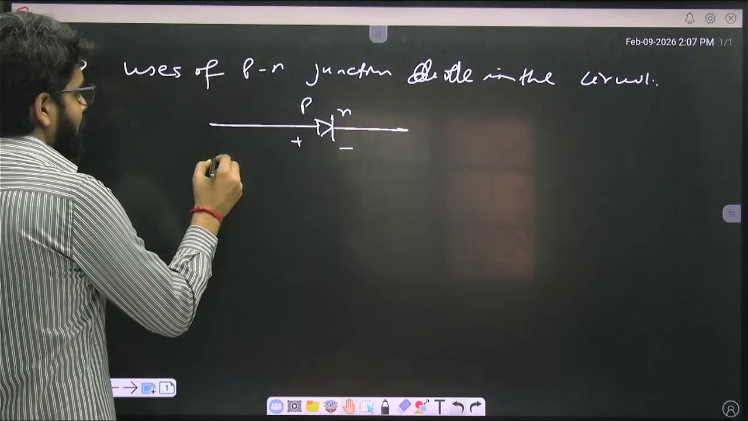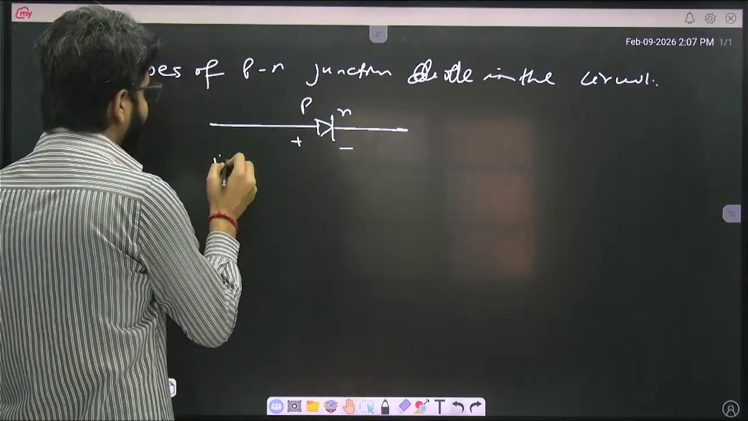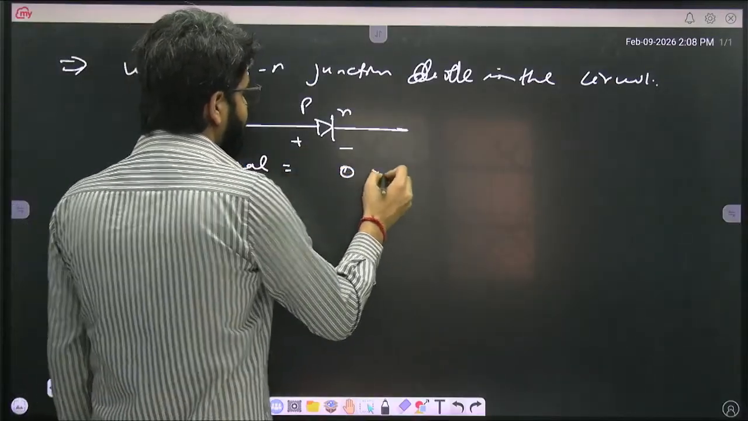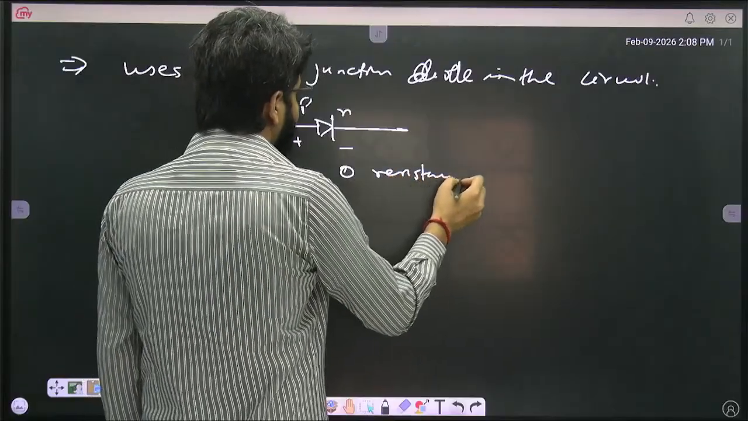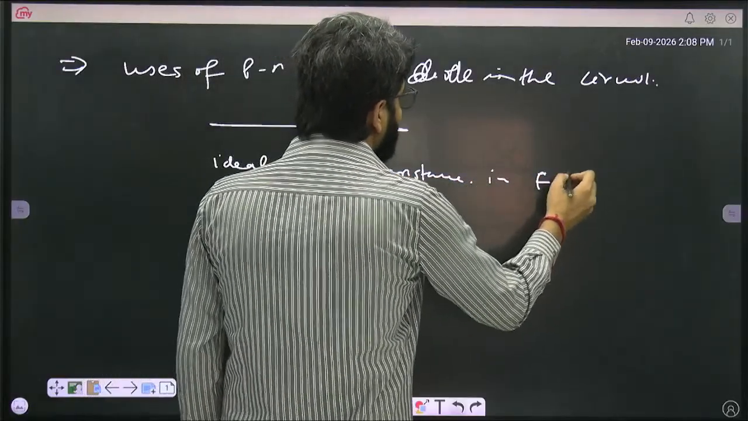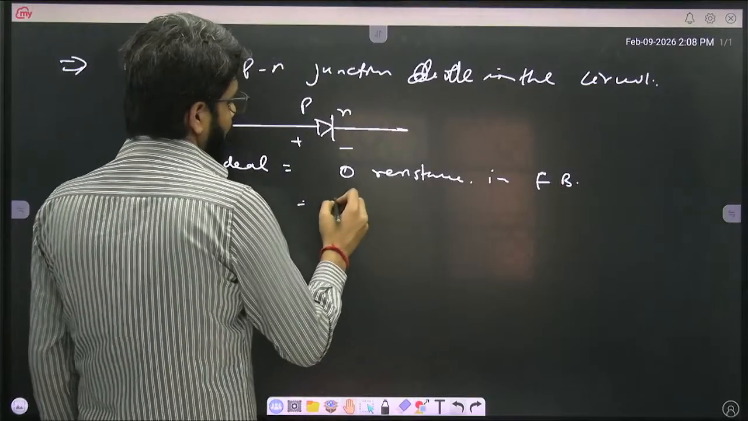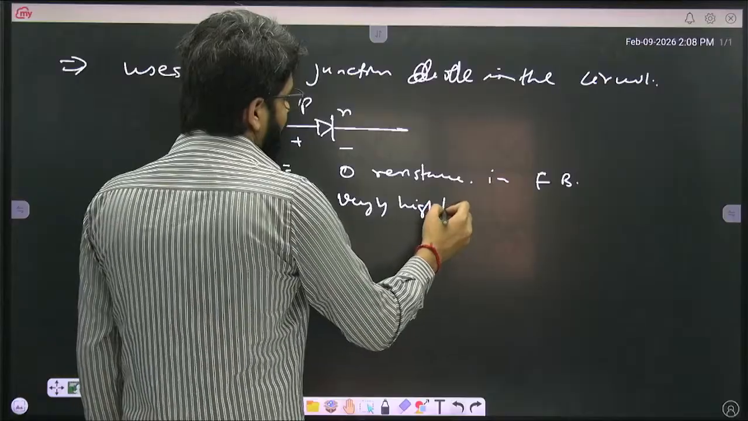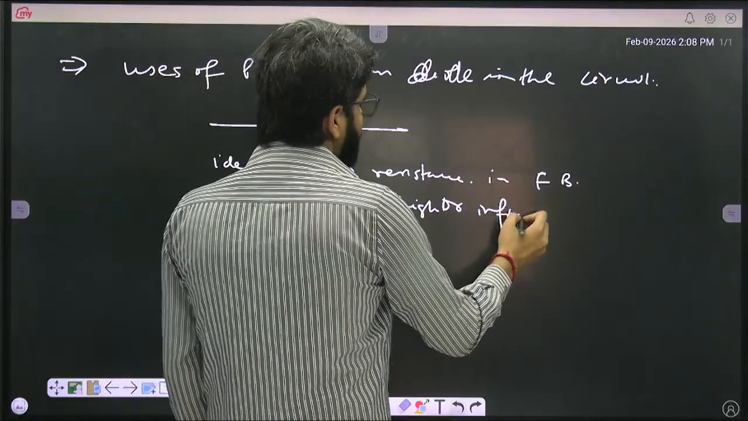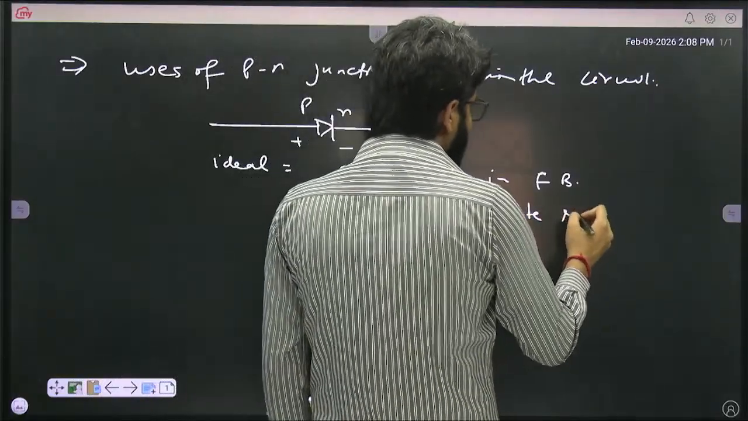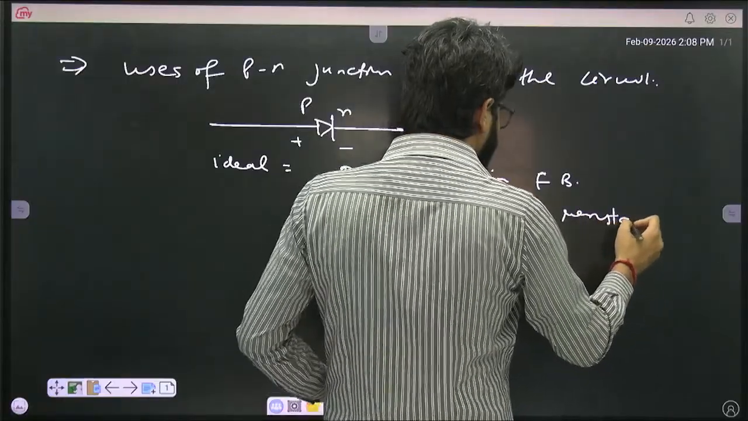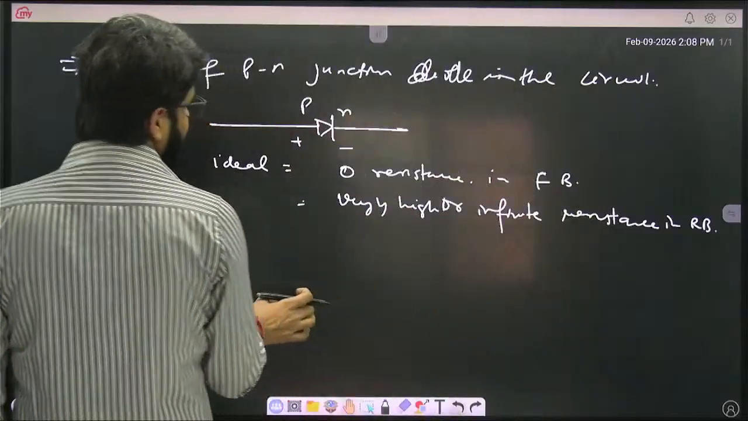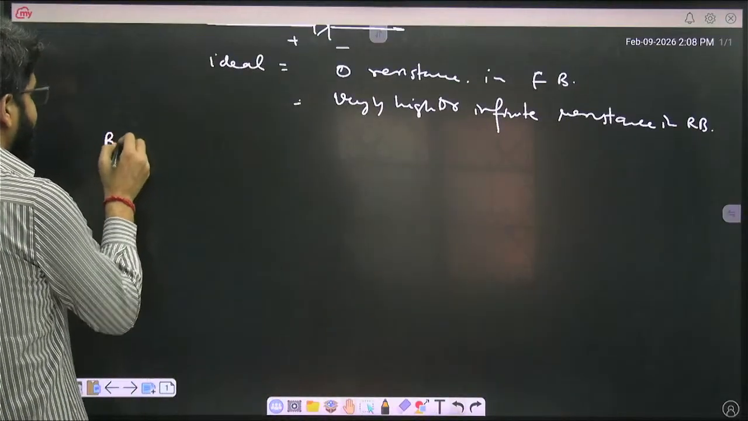When it is ideal, it offers zero resistance in FB and very high or infinite resistance in RB, that is the reverse bias. Okay, so now we will move to the biasing. What is this biasing?